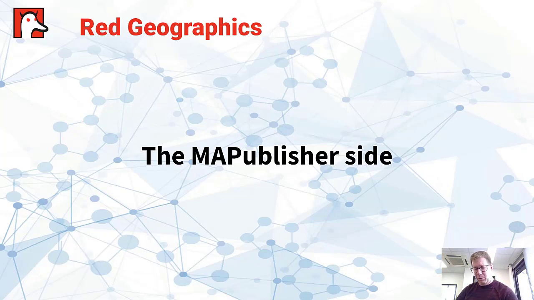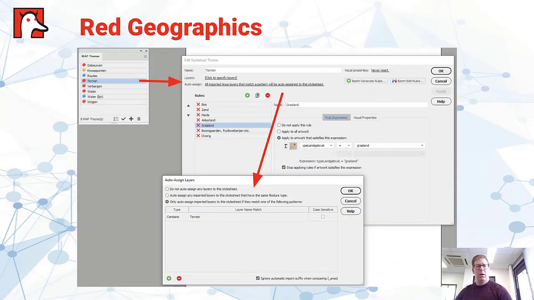Going on to the MAPublisher side. So I've got a couple of map themes set up, and for every map theme, I've specified the auto assign options. Now, this is a feature that you may not be familiar with, but basically what it means is that as soon as a layer is being imported which matches a certain criterion, in this case a layer name contains the word terrain, then it's being applied to this particular style sheet.